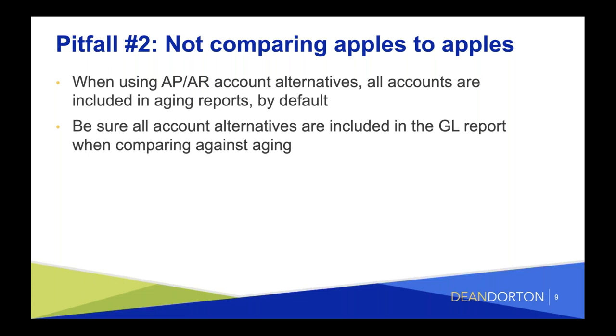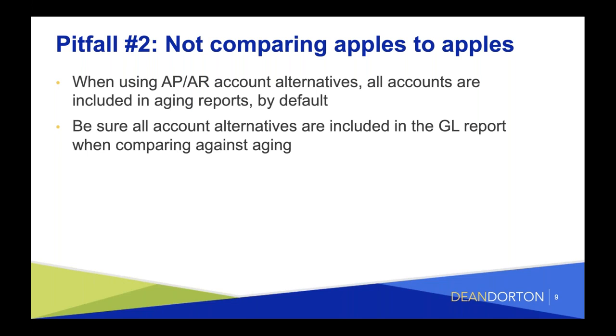When using AP and AR account alternatives, all accounts are included in aging reports by default. Be sure all account alternatives are included in the GL report when comparing against the aging. If I could ask you to raise your hands right now, I would, and you're welcome to, but I'm not going to see you.